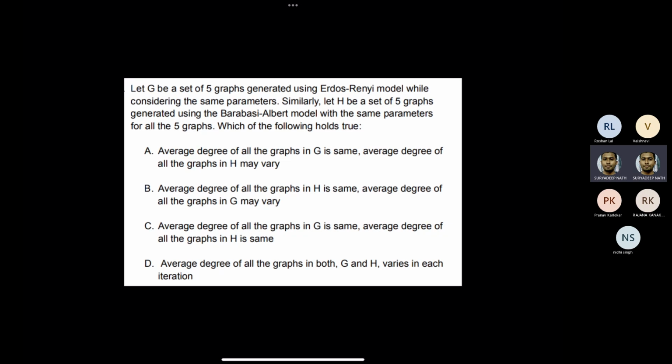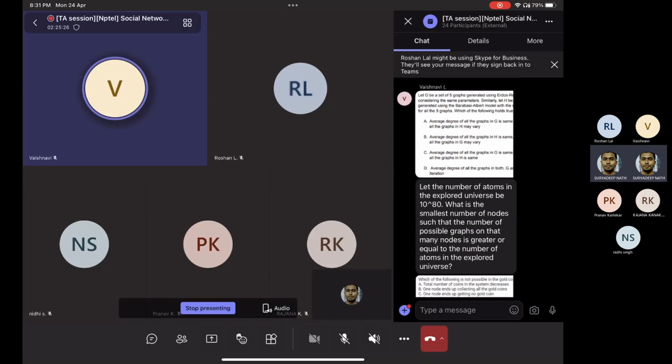And for G it would always be this normal distribution whose mean you can always compute using that probability into the maximum number of degree that can be calculated. So the average would remain the same for the graphs in G, whereas for H, it will vary based on the preferential attachment that happens. Okay, sir. Thank you. Okay, so we have next.